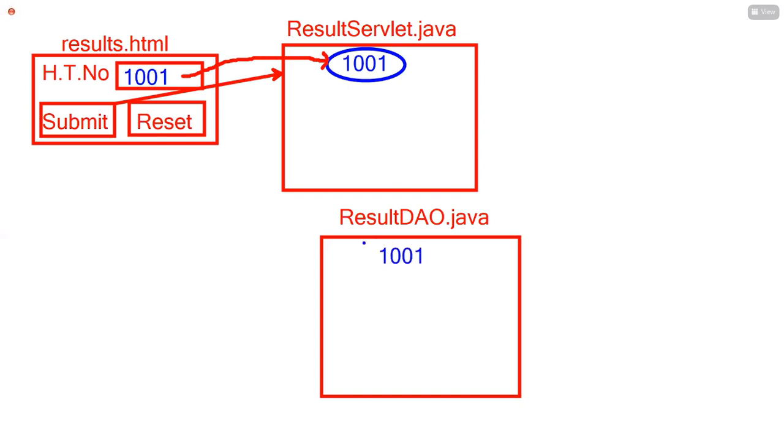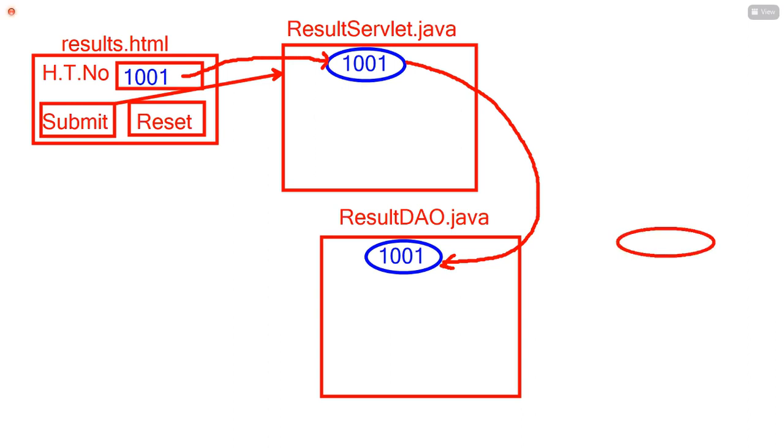This hall ticket number I'll pass to the DAO class. The hall ticket number comes here. Okay. Here, the database.